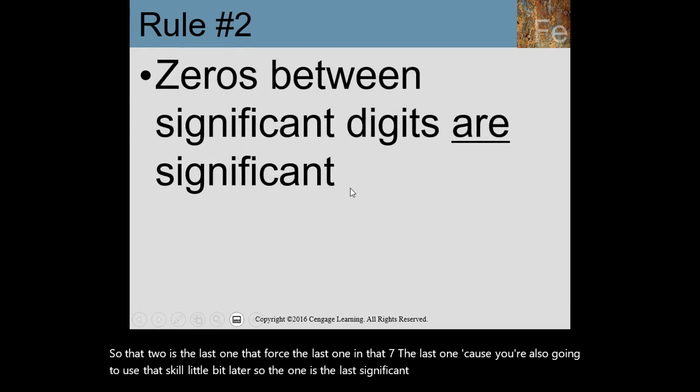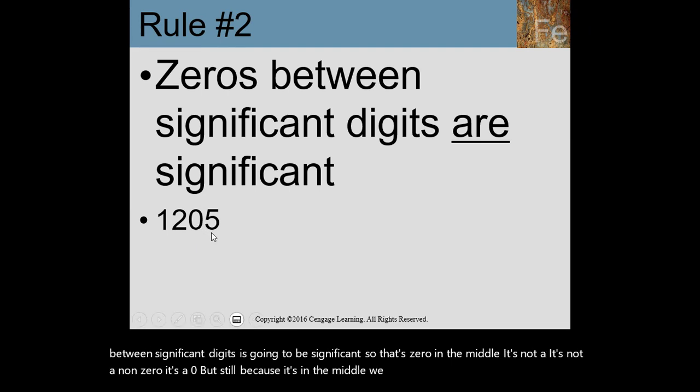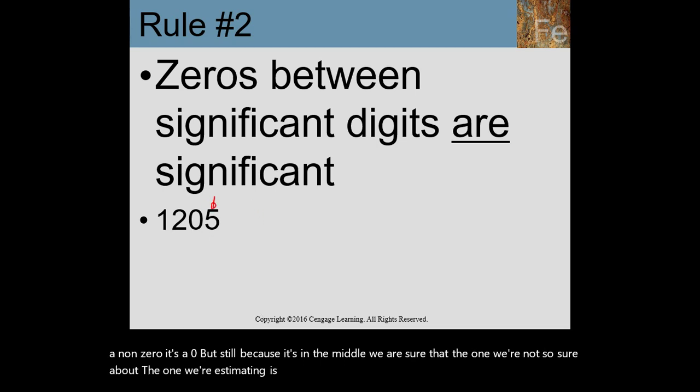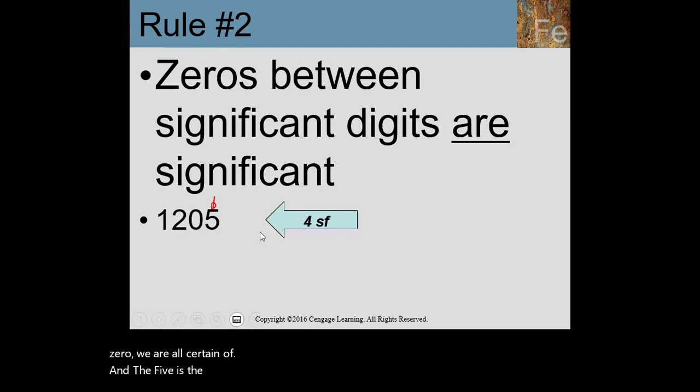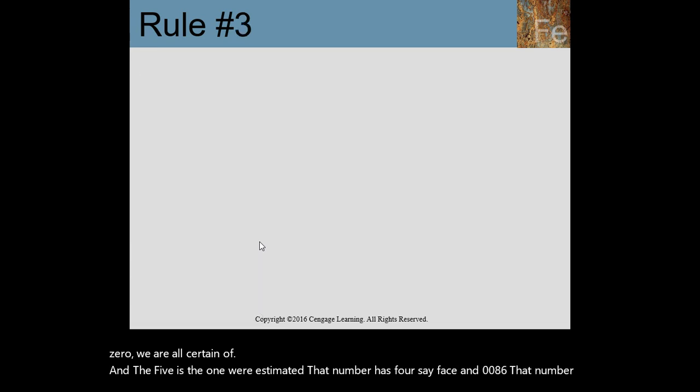Rule number 2, if you've got a 0 in between significant digits, it's going to be significant. So that 0 in the middle, it's not a non-zero, it's a 0. But still, because it's in the middle, we are sure of that. The one we're not so sure about, the one we're estimating, is the 5. So all of those sig digits, the 1, the 2, the 0, we are certain of, and the 5 is the one we're estimating. So that number has 4 sig figs. And 0.0086, that number has 5 sig figs.